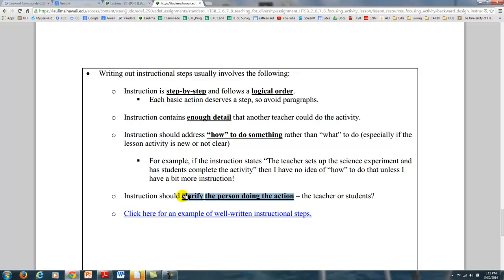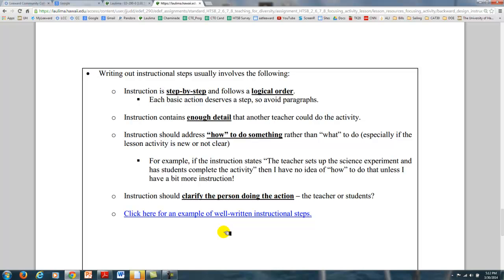Then finally, you should make sure you clarify the person doing the action. Is it the teacher or students? So if you say something like, get the ice, break open the ice, it's not clear whether you're talking about the teacher doing that or the students. And if you click here, you can get an example of well-written instructional steps.